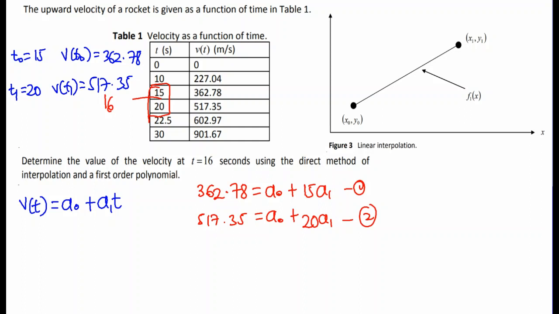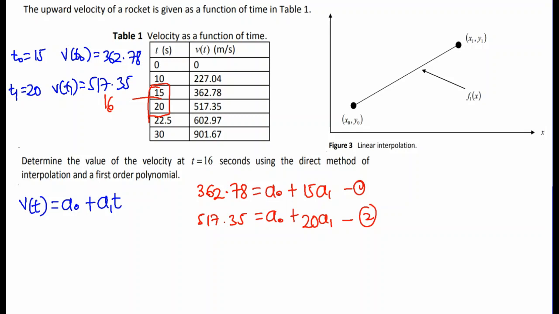So let's solve these two equations. It depends on how your lecturer wants you to solve it. The lecturer might give you a specific method, because there are several ways to solve these two equations, so depending on the one your lecturer wants, just go ahead and use it. But I'm going to use a calculator. You press mode, choose the fifth option, which is equations, and then two equations with two unknowns. For the first equation, the coefficient of a naught is 1, that of a1 is 15, equal to 362.78. For the second equation, the coefficient of a naught is 1, that of a1 is 20, equal to 517.35.